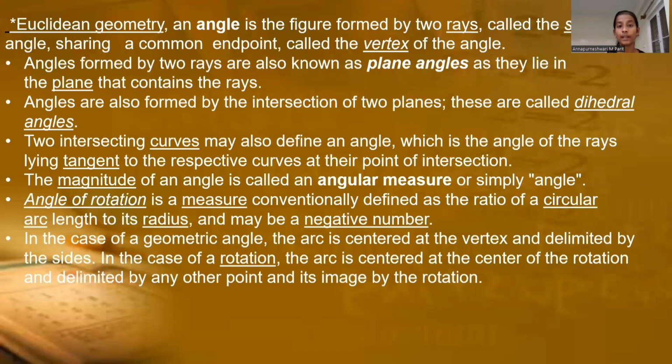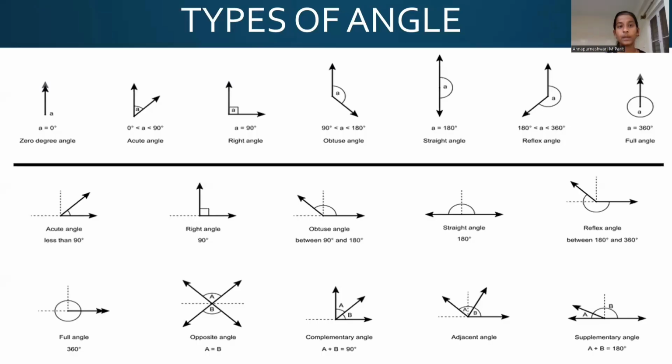Angles are also formed by the intersection of two planes, called dihedral angles. Two intersecting curves may also define an angle. And the magnitude of an angle is called an angular measure, or simply an angle. So these are the types of angles, for example, 0-degree angle, acute angle, right angle, obtuse angle, straight angle, etc.